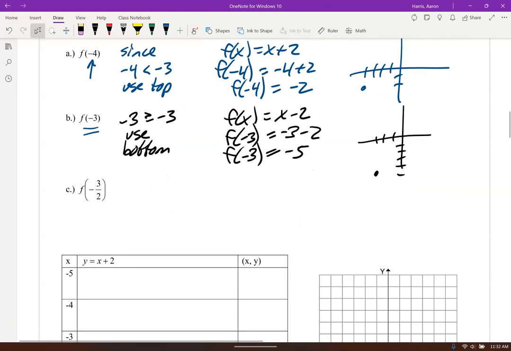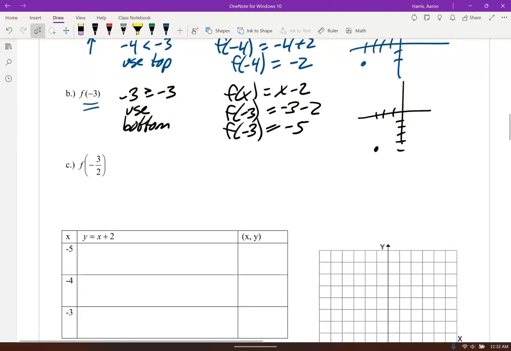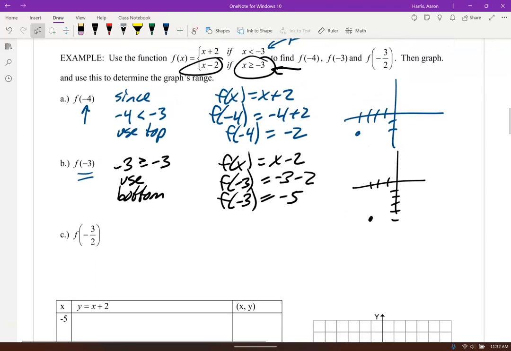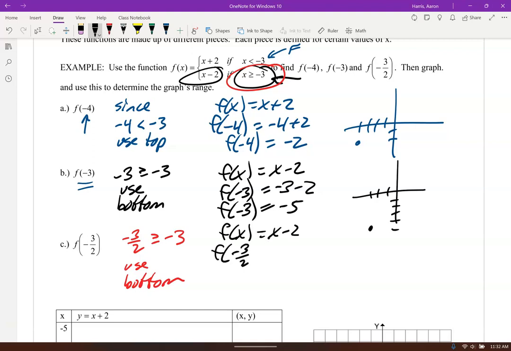All right, let's do one more value here, and then I'll walk you through how to make this happen with the graph. f of negative 3 halves. Well, negative 3 halves is greater than or equal to negative 3, so I'm going to use the bottom one. So f of x equals x minus 2. f of negative 3 halves is negative 3 halves minus 2. Well, that's negative 3 halves minus 4 over 2, or negative 7 over 2. That's the answer to that one.